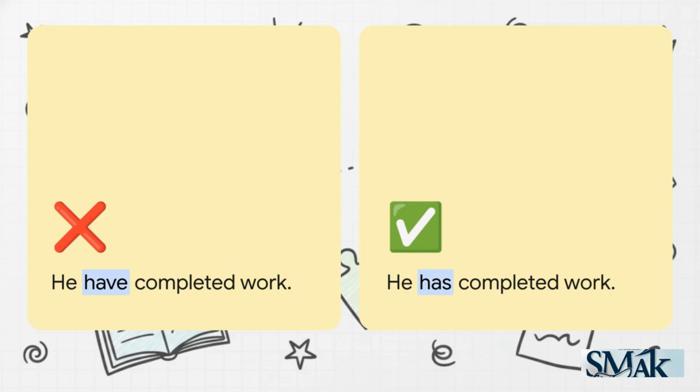Think about the sentence, "he have completed work." Why is that wrong? Well, because he is a singular subject, and as we just learned, it absolutely must take the helping verb has. The perfect, corrected way to say this is, "he has completed work."